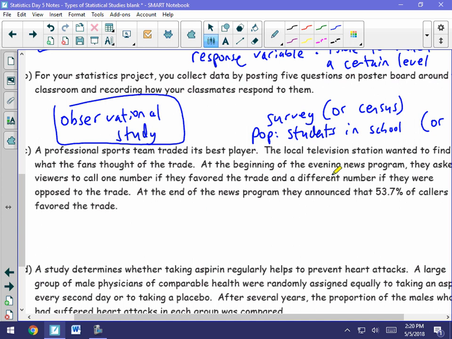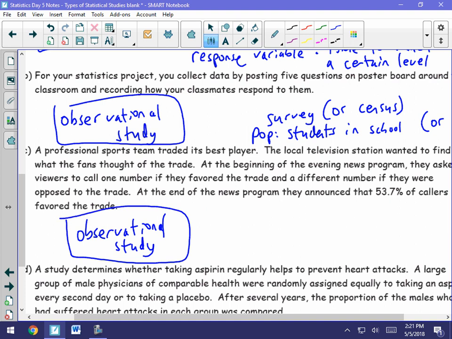So is this an observational study or is this an experiment? Was there some sort of treatment imposed? The answer there would be no. We were just collecting data without actually doing anything, so this is an observational study. Here's another example of an observational study, another example of a survey. The population that they were looking at was all fans of the team. Now, it's worth noting that this is actually a really bad technique for doing a survey.